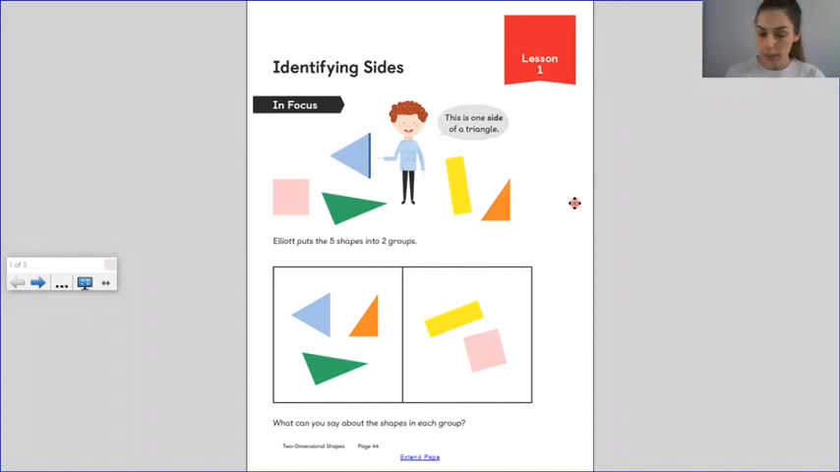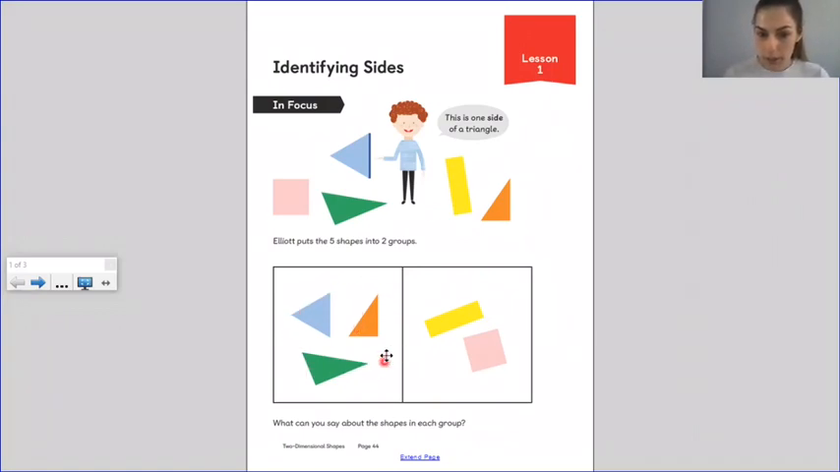Now, Elliot sorted these shapes, as you can see down here. What do you notice about the shapes in each group? I want you to pause the video here and have a think. You might even want to talk this through with a grown-up and say your ideas out loud. Sometimes that really helps. What do you notice about the shapes in each group? So pause here and have a think. Okay, if you're unpausing and ready to talk this through, let's have a think about these shapes.